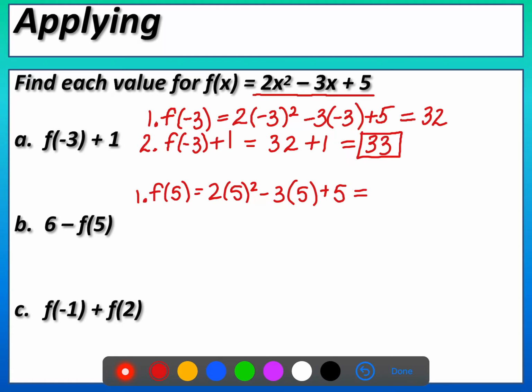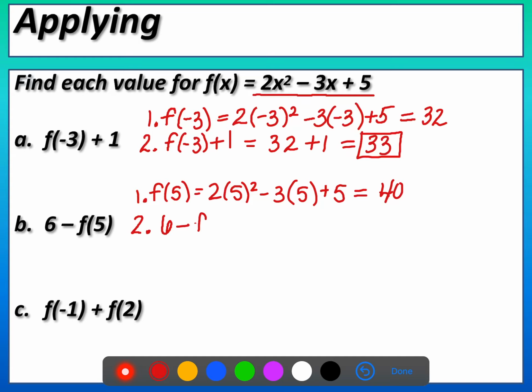Okay, so 5 squared is 25, times 2 is 50, minus 15 plus 5. Okay, we get that f of 5 is 40.